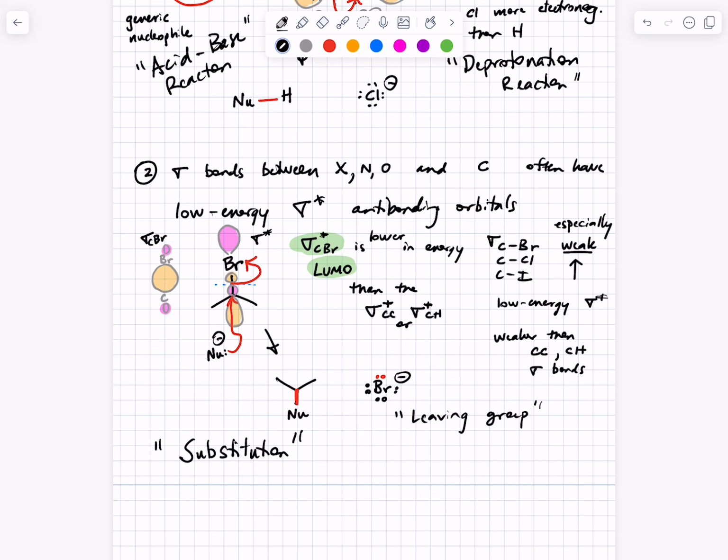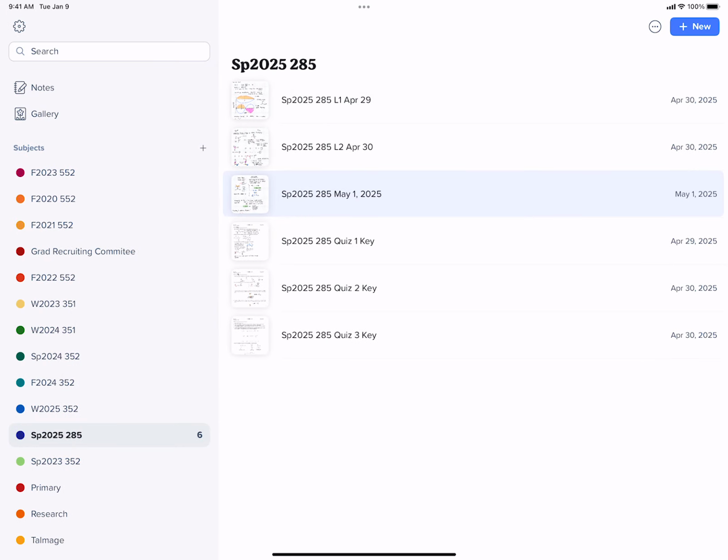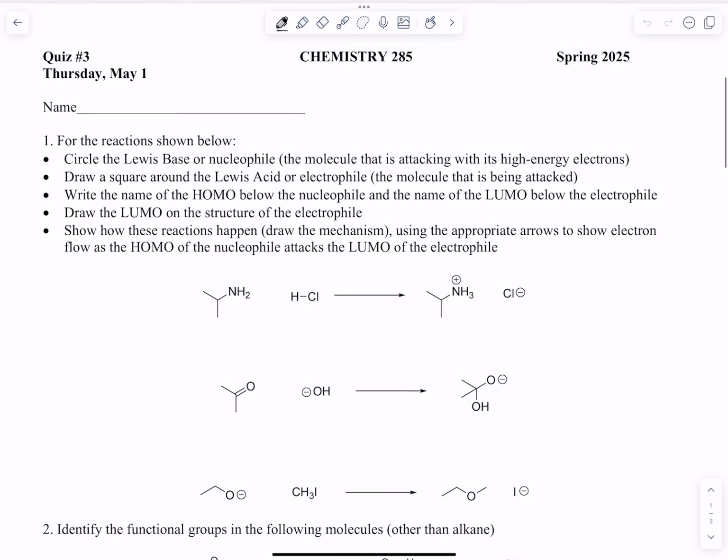Start by looking for LUMOs that we've talked about. Look for low energy empty orbitals. Molecules with low energy empty orbitals will be the electrophile. So in that first example, I just showed you that the HCl sigma star is a low energy empty orbital. Oh, I guess I should just put it up because you guys have seen. There we go. I'm talking about this one.